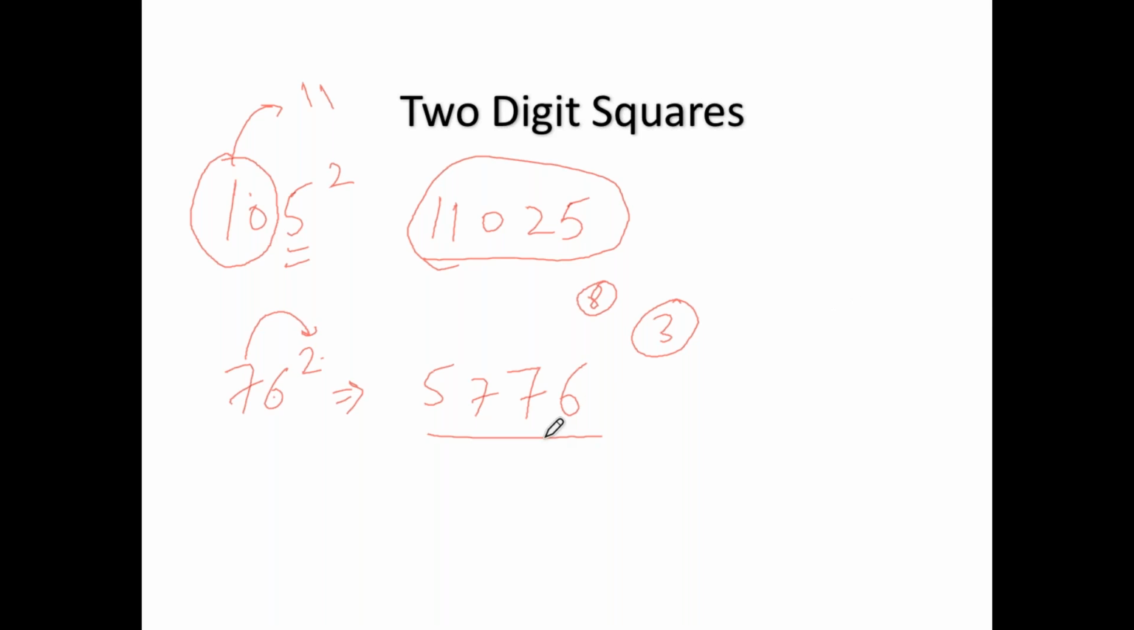Avneet, 64 square. I'll repeat it. Okay. 64 square. Avneet, I'm repeating it. 4 square is 16. So I'll keep a 6 here. 1 will be carried over. 6 into 4, 24, into 2, 48. 48 plus this carryover 1, 49. So I will write a 9 here. And 4 will become my new carryover. 6 square is 36 plus 4, 40. So I get 4096.